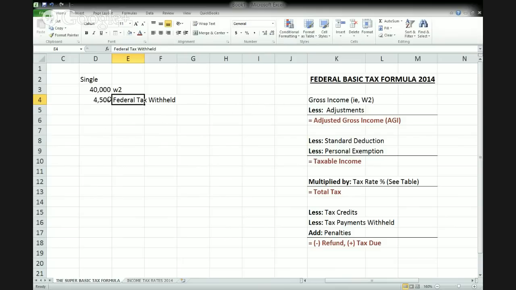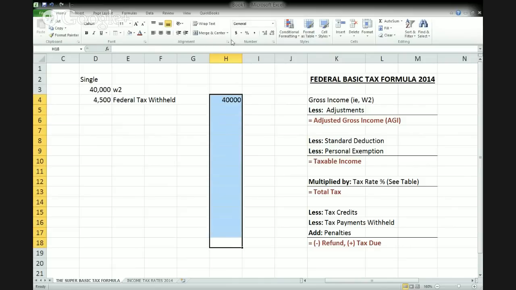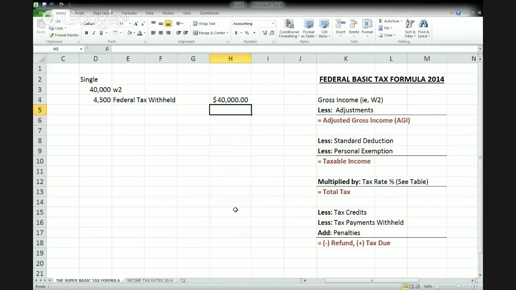So here we have gross income, and the gross income is $40,000. After that, it's telling us to reduce the taxable income by the adjustments. Right now, we don't have any adjustments, so the adjustments will be zero. And the adjusted gross income is going to be $40,000 minus adjustments. So that becomes $40,000. Your adjusted gross income in this case will still be $40,000 because there are no adjustments.